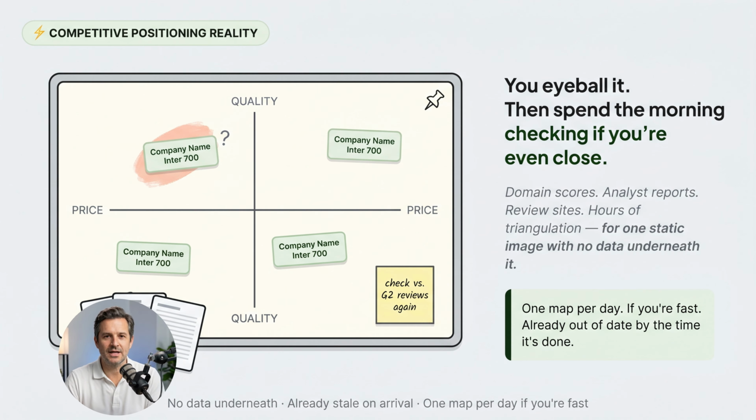Today I'm showing you the Strategic Position Planner in TurboAgents, and this tool changes how strategists, marketers, and founders think about competitive positioning. Here's the problem with how positioning maps get built today. You pull a whiteboard or open a blank slide and you eyeball where you think competitors sit. There's no data underneath it. It takes hours of research to do it properly. Pulling domain authority scores, reading analyst reports, scrolling through review sites to triangulate perception. And even then, the final output is a static image with no interactivity. One map per day if you're fast.